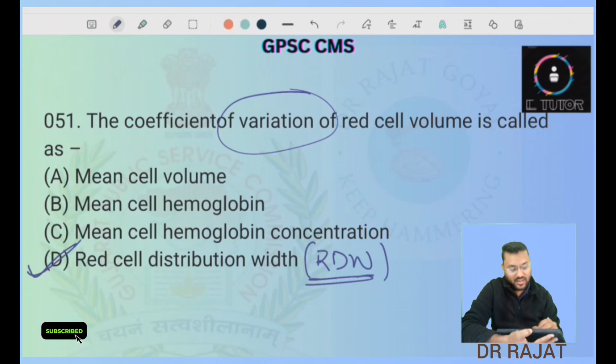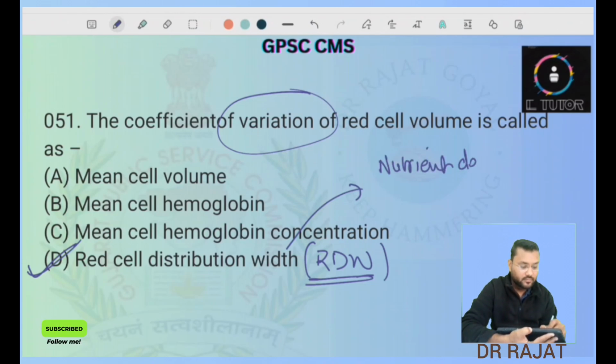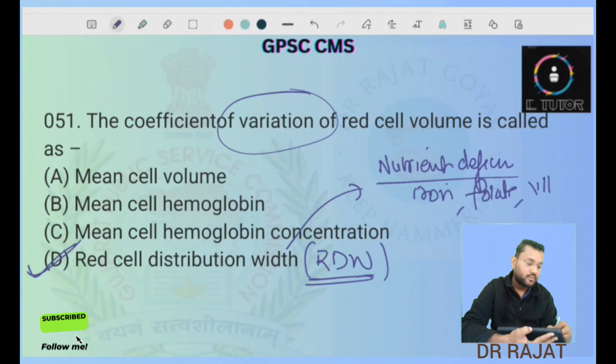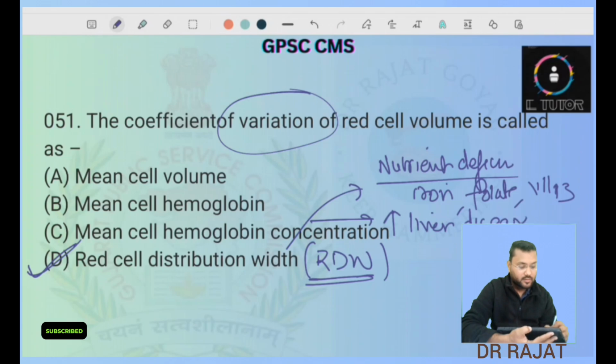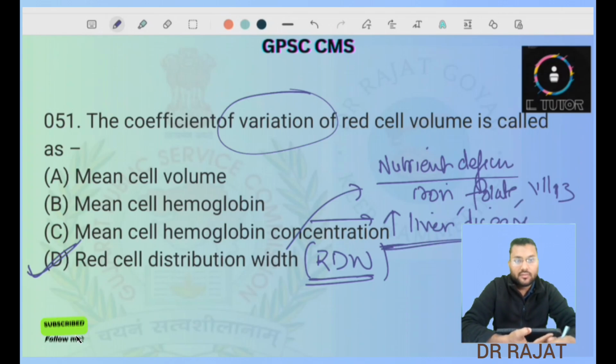If we talk about the increase in the RDW, then it is seen in nutrient deficiencies such as iron, folate or vitamin B12, and also it is increased in liver diseases. RDW also increases in many other conditions. We have discussed some of them.